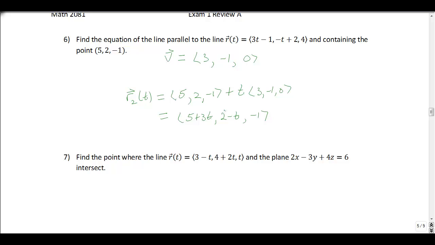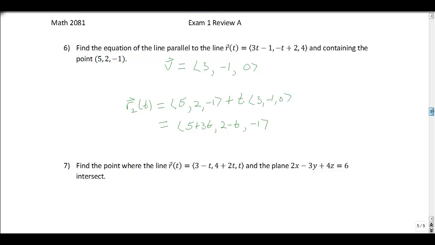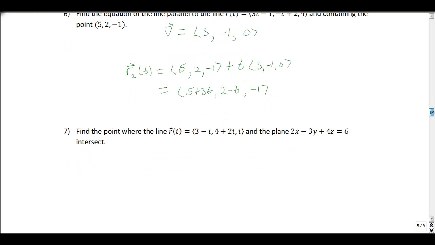So note, really, it's very similar to this. We have the 3t, we have the minus t, we have no t's here. And instead of having negative 1, 2, and 4, we have 5, 2, and the negative 1. So we're just replacing the point effectively in that equation. Very similar to the parallel plane, problem number 5.